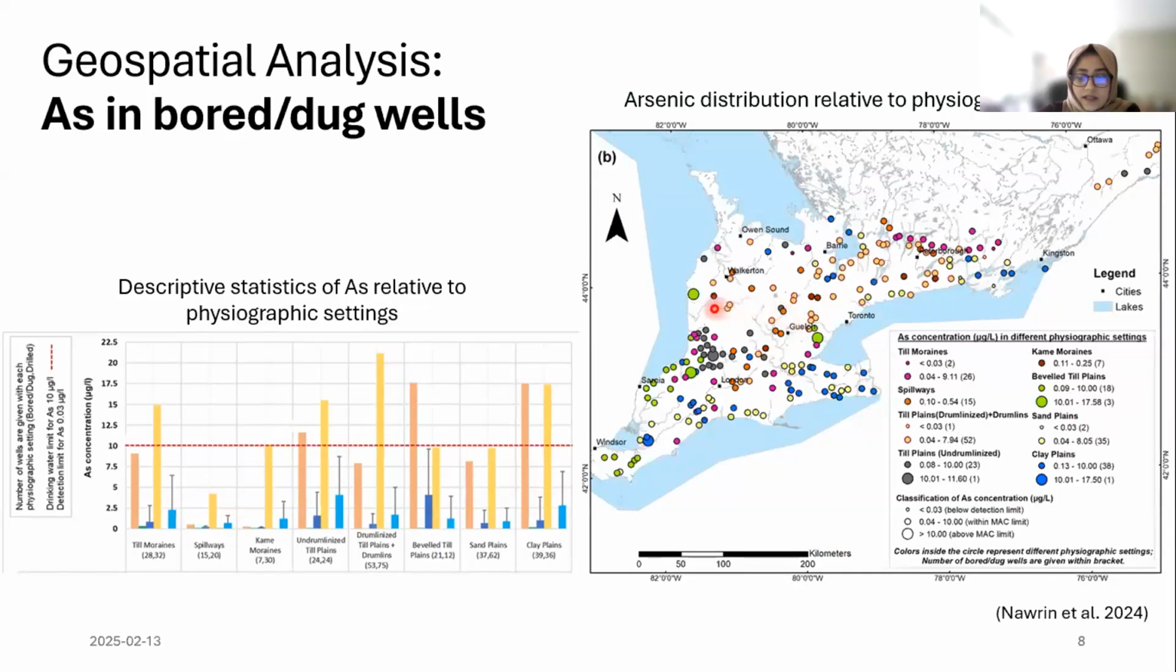So here in this map, the elevated arsenic in bored or dug wells is presented again by the big circles. You may notice that there are only 5 bored or dug wells that have high arsenic, and 3 of them are from Weevil till plain, the green one. Also in the graph, we see the maximum and mean arsenic concentration of Weevil till plain are also higher compared to the other physiography.